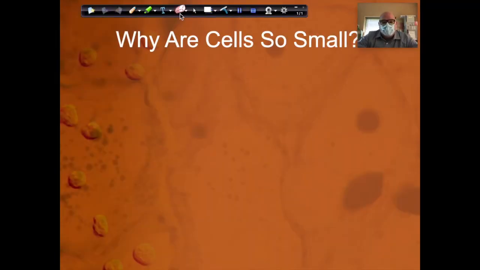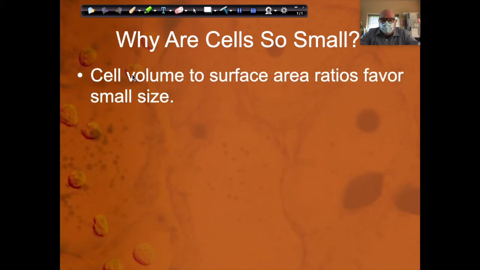Okay, for our next part of this series, we're going to look at why cell size is important. Cells are generally very, very small, and they're small for a reason. So let's look at some of those. The main factor we want to look at here is cell volume to surface area ratio.